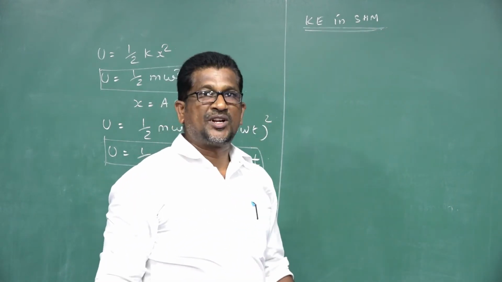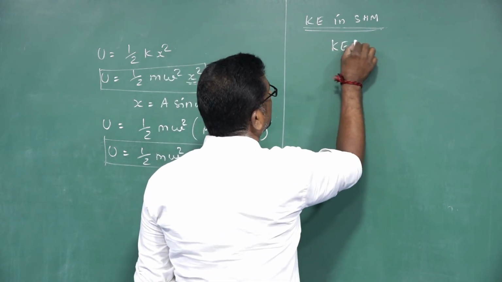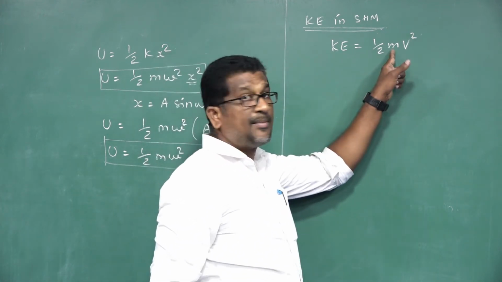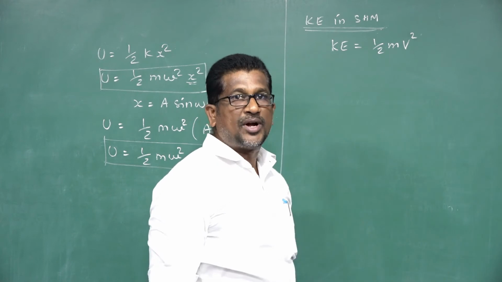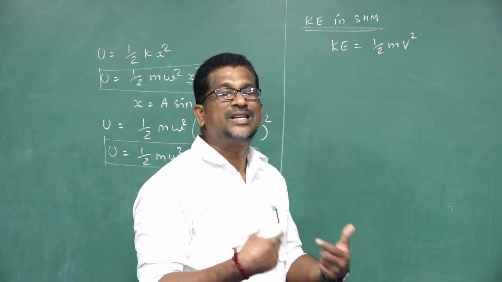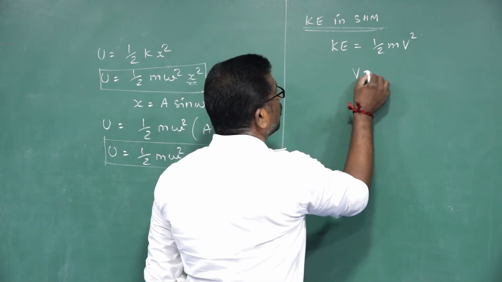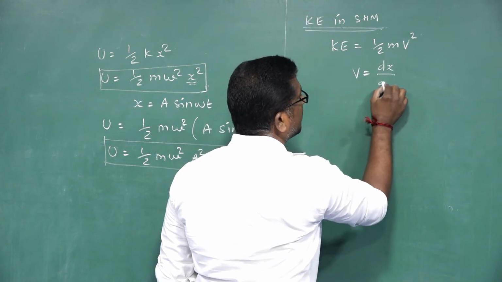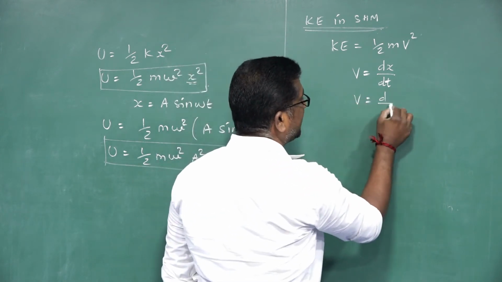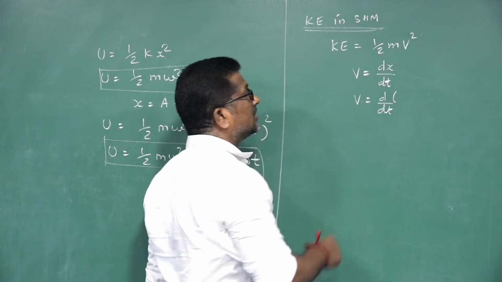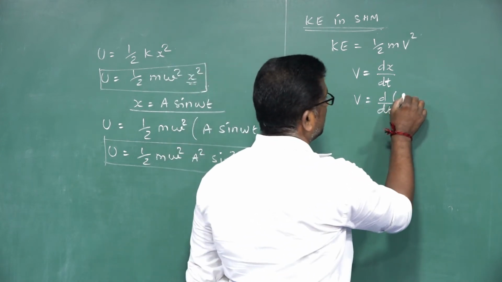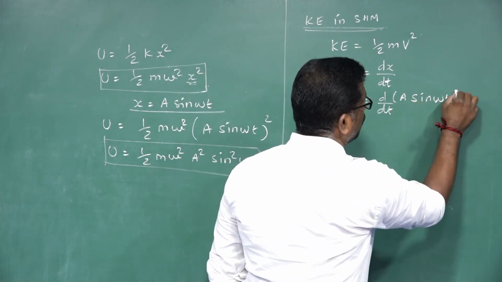We know that the general expression for kinetic energy is half m v square, where m is the mass of the particle and v is the velocity of the particle. In simple harmonic motion, the velocity of the particle also continuously changes with time. We know that velocity is nothing but the rate of change of displacement, or v is equal to d divided by dt of the displacement, which in simple harmonic motion is given by x is equal to a sin omega t.